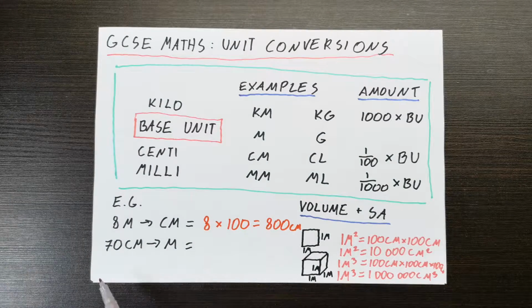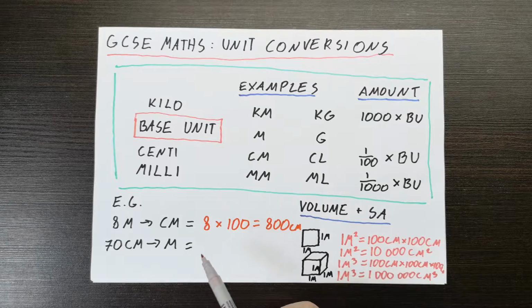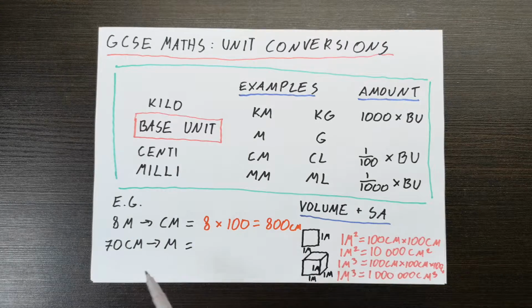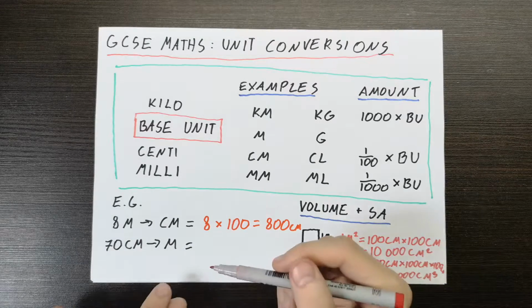Now, what if we're doing it the other way around? So here we want to convert 70 centimeters to meters. So here we are converting from centimeters to meters. So we have lots of centimeters, and at the end of it, we will have fewer meters. So how do we deal with that? Well, we will be dividing. If we want more, multiply. If we want less, divide.